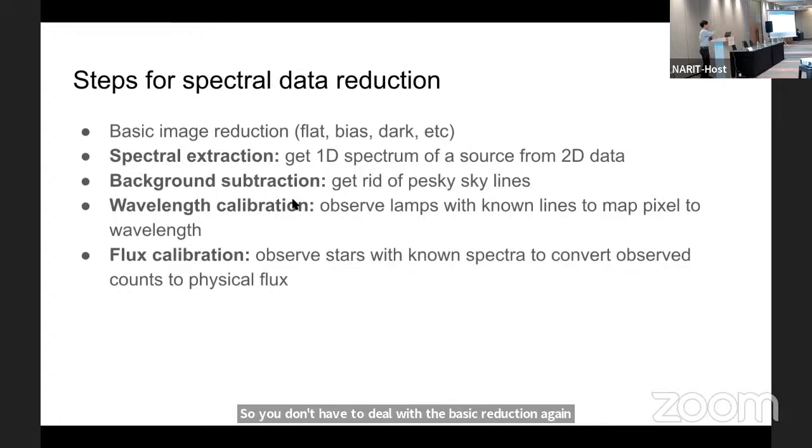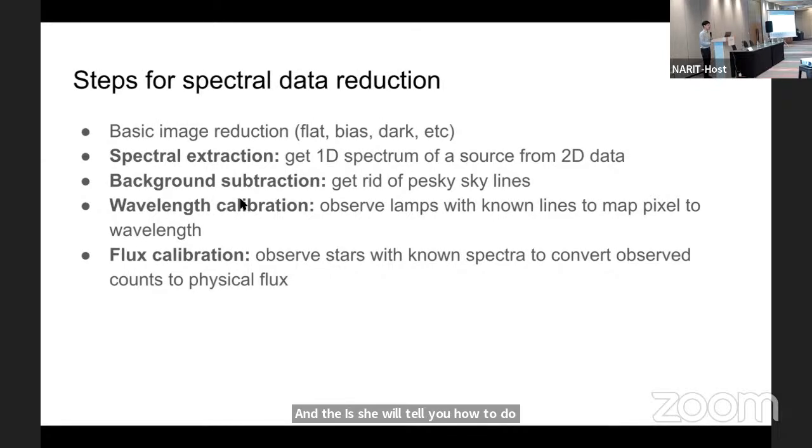So once you have the image, you have to find out where the trace is. You have to define which region on the detector your source is located in, and you have to extract the light. That's called spectral extraction. You have to subtract background, similar to when you do photometry. The sheet will tell you how to do background subtraction.